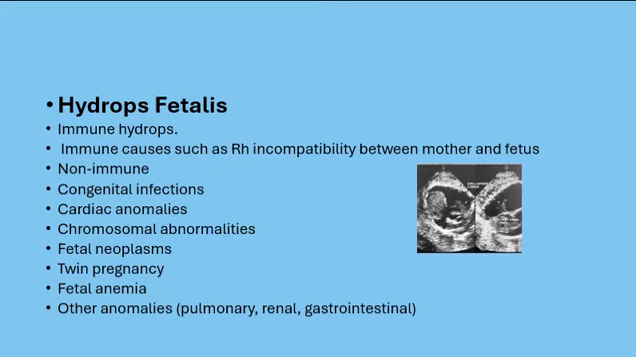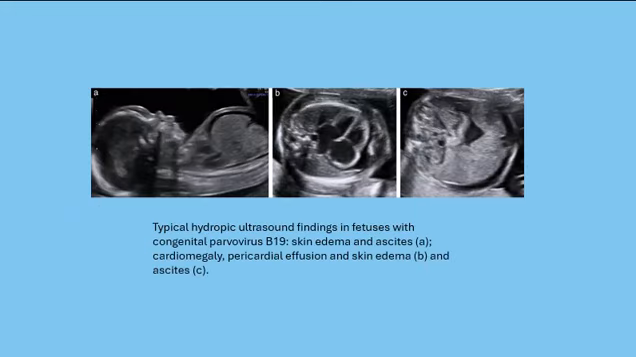Typical hydropic ultrasound findings in fetuses with congenital parvovirus B19: skin edema and ascites, A. Cardiomegaly, pericardial effusion, and skin edema, B. And ascites, C.